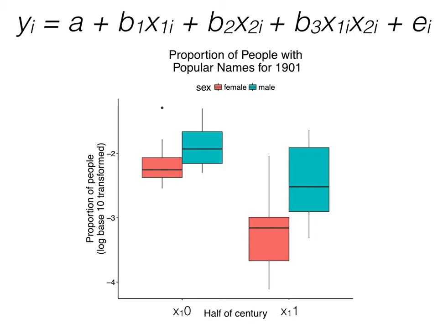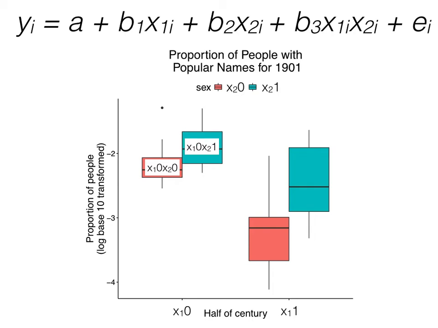Similarly, we can change the levels of sex so that female is set to 0 and male to 1. Now we can refer to each of the boxes in our box plot as a combination of zeros and ones for x1 and x2. For example, our first box is the data when both x1 and x2 are set to 0, or when half of century is first and sex is female.